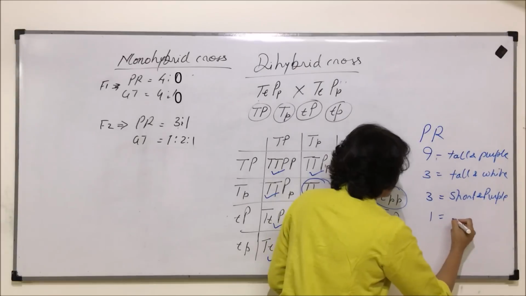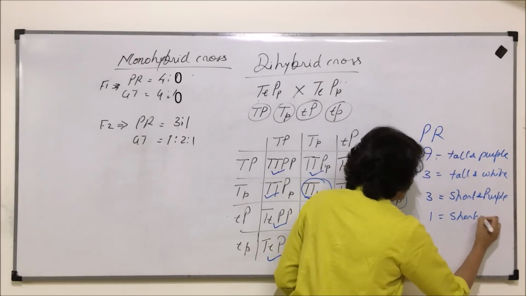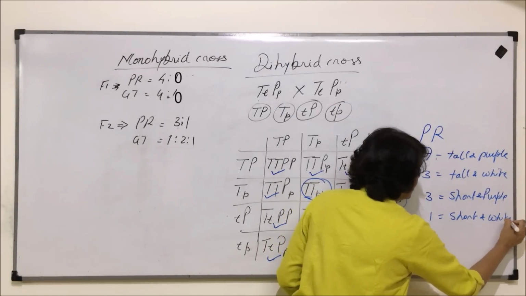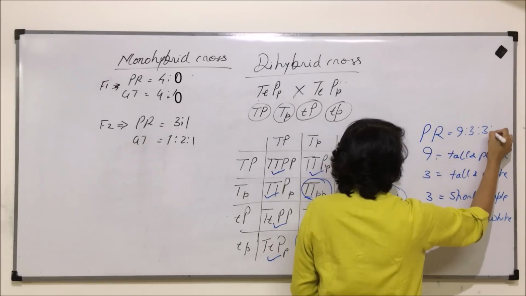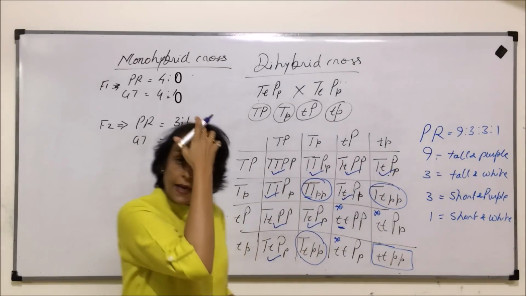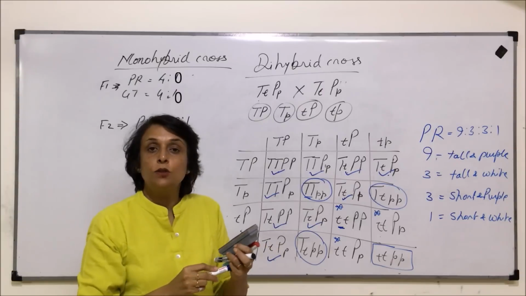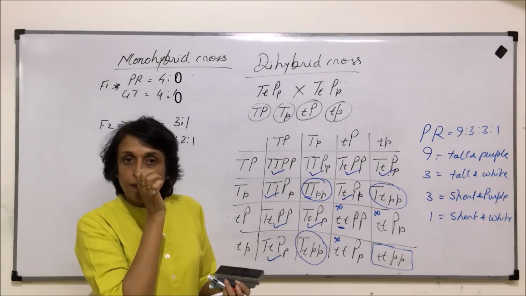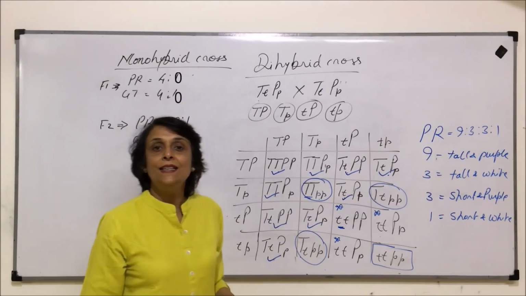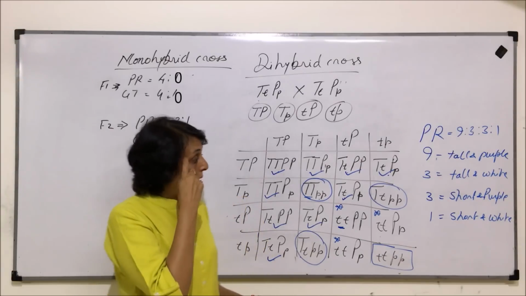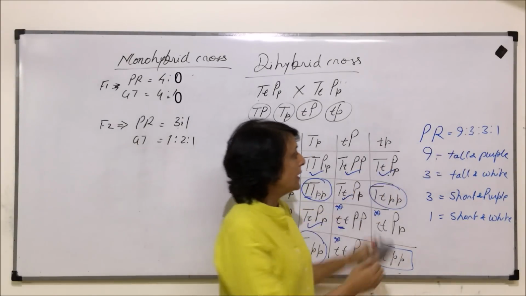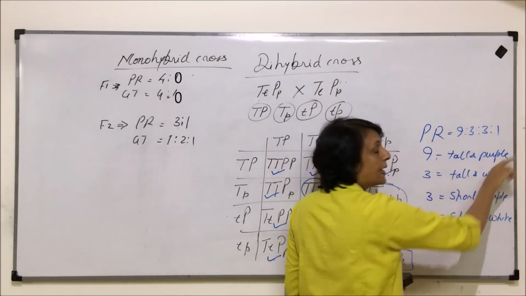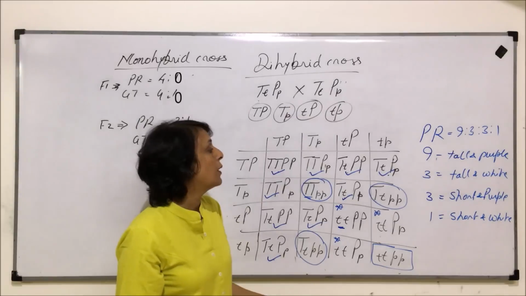So this one is going to be short and white. So our phenotype ratio is 9:3:3:1. This is in a typical Mendelian cross, the phenotype ratio is 9:3:3:1. And we have written the dominant on this side, maximum dominant, and this end has mostly the recessive ones.